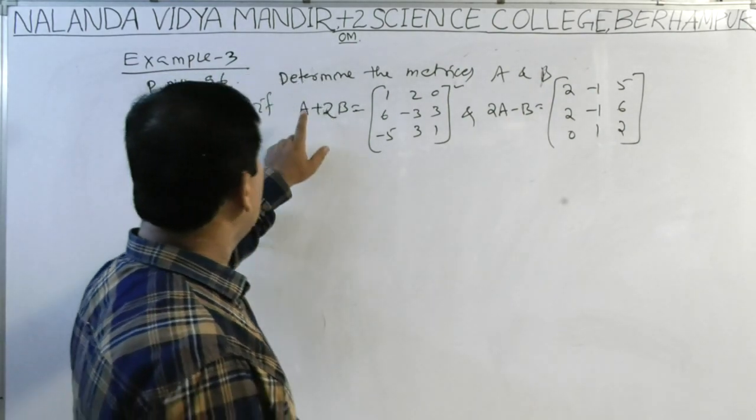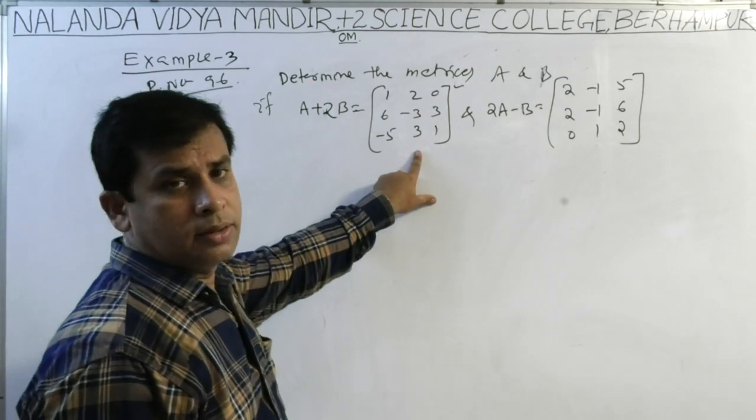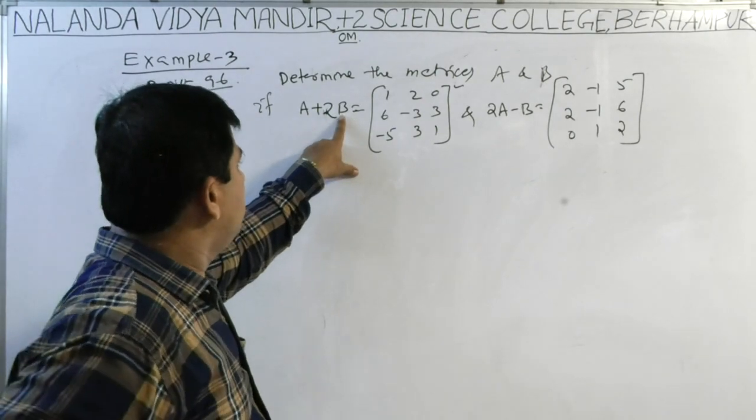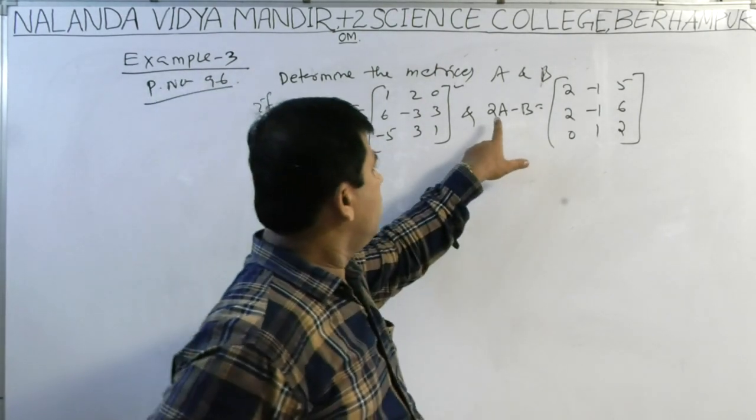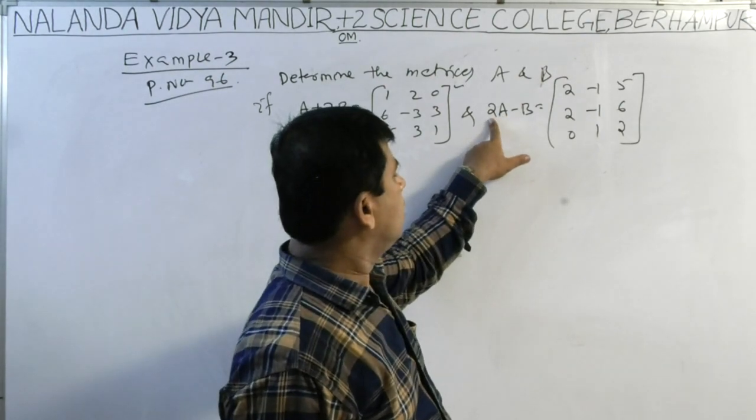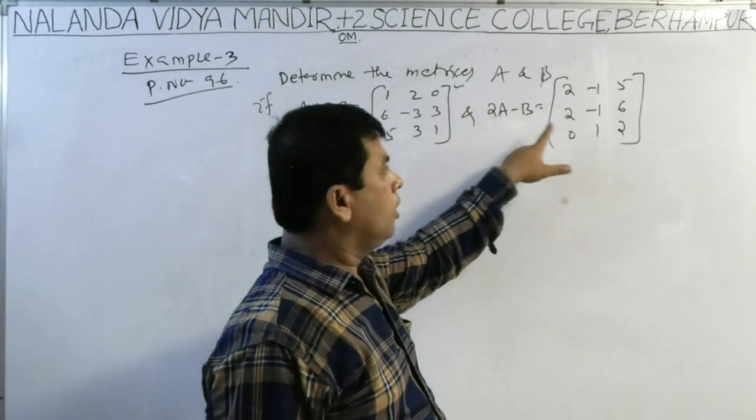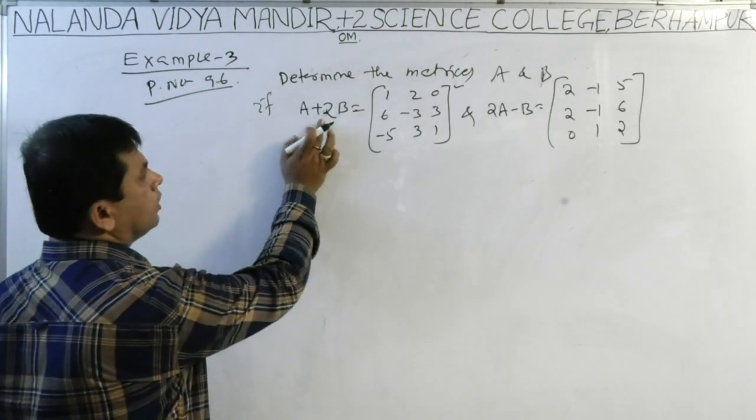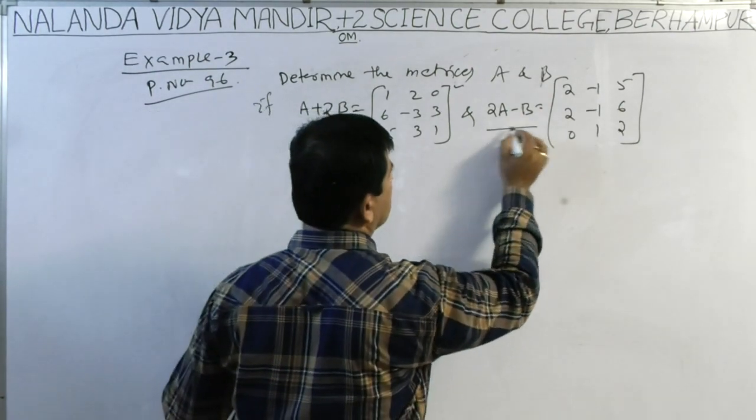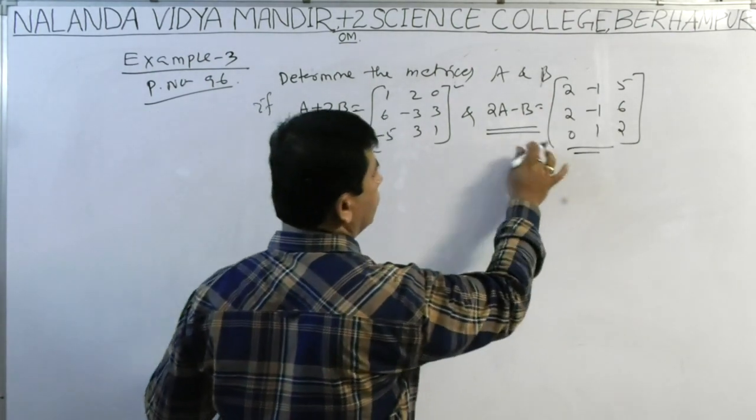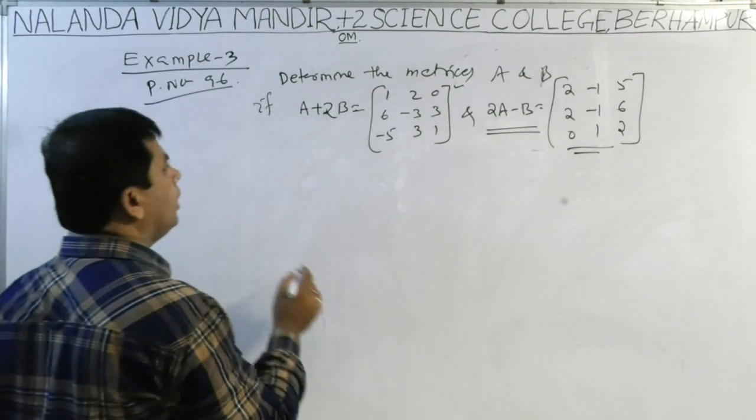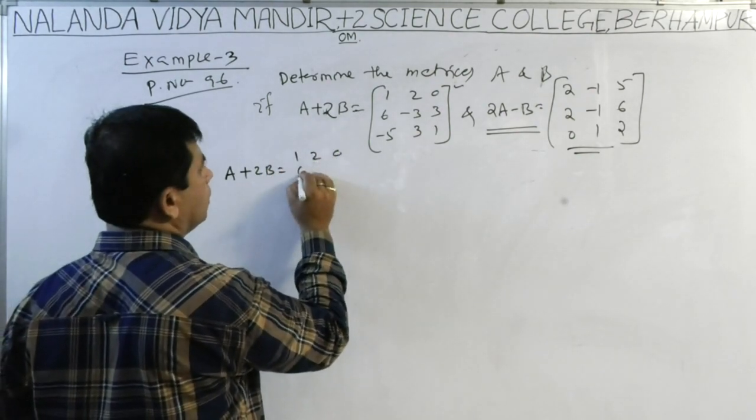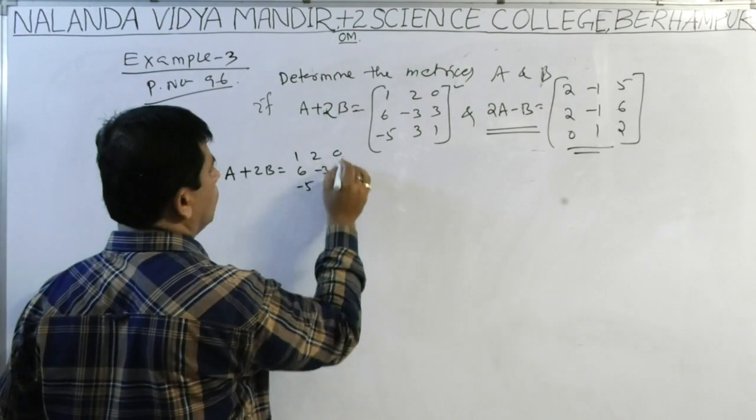Okay? Now, this is the matrix that is A plus 2 times B. If we add 2 times B with A, we get this, and if we subtract B from 2 times A, we get this. From the two matrices, we have A plus 2B is equal to [1, 2, 0; 6, -3, 3; -5, 3, 1].